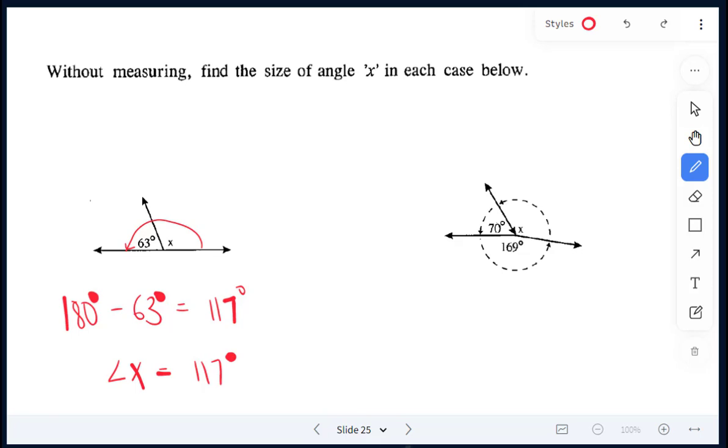Let's take a look at our second example. It's making a full circle, and we talked about how a full circle revolution will make 360 degrees. So how can we figure out this part x? If we know this is 70, we know this angle is 169, we have to figure out this third part. How would we figure that out?